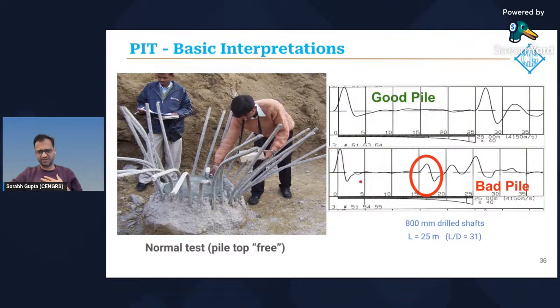Now, if you get a signal like this, a signature like this somewhere along the pile length, this is at 15-meter depth, then this usually means that there's a defect or a reduction of impedance at around 15 meters below the test level. When you say reduction in impedance, we can safely assume for most cases that there might be either a reduction in the pile cross section or a degradation of the pile concrete quality at 15-meter depth, because of which there is reduction in impedance.